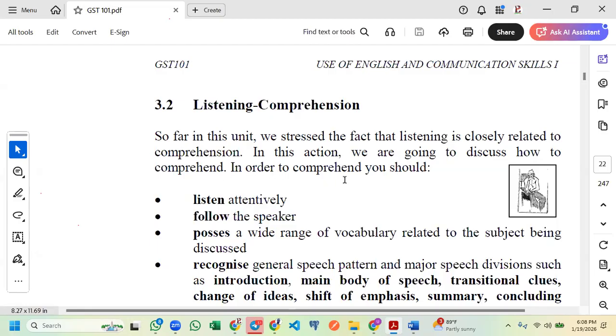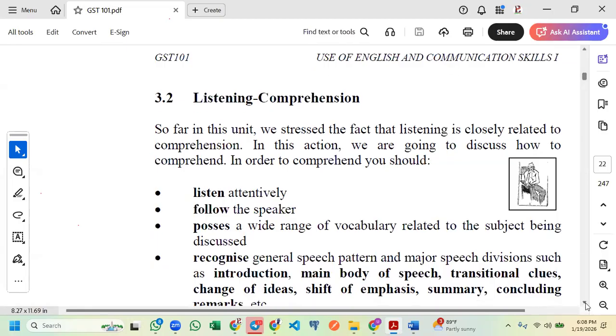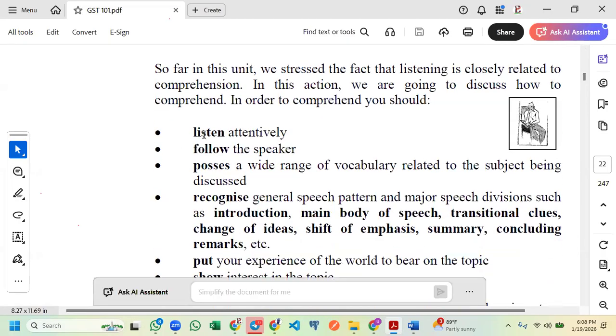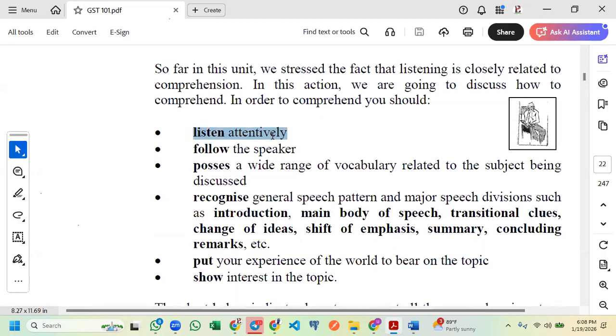In order to comprehend, you should, one, listen attentively. We are just going back to how to listen now. Listen attentively. Follow the speaker. That's another thing. You follow the speaker, and possess a wide range of vocabulary related to the subjects being discussed. So, if I am a mass communication student, I should have enough vocabulary. For instance, they are teaching me about television.